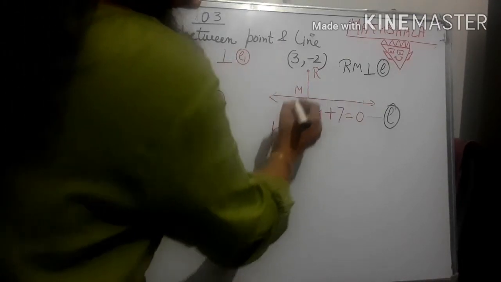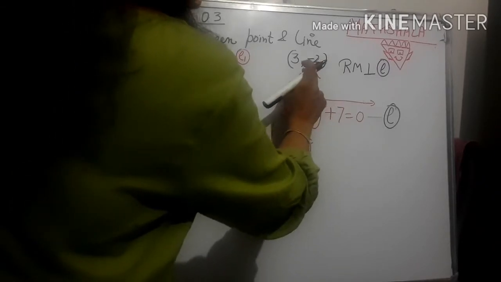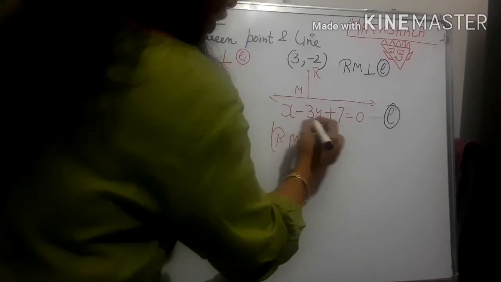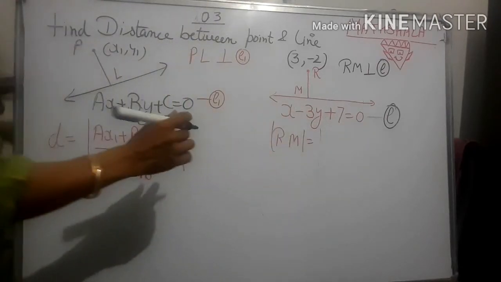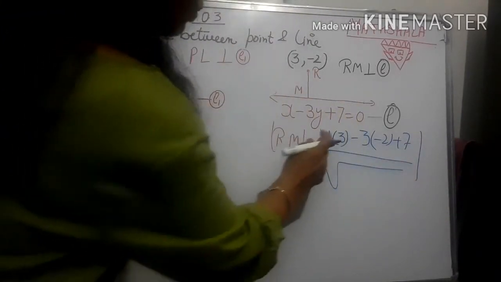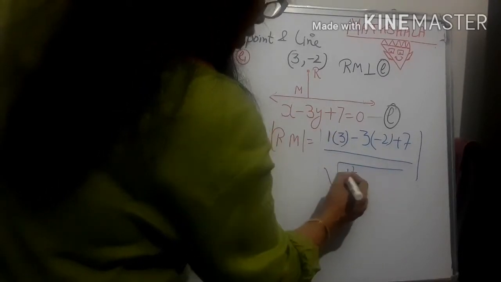Let's apply this formula here. RM is the perpendicular distance of point R from this line L. So what is it? What is A here? A is 1. X1 is what? X1 is from where the point is drawn, where the line is drawn, the perpendicular is drawn. Then B is 3, Y1 is nothing but minus 2, plus C is 7, divided by the square root of the square of the coefficient of x, 1 square, plus the square of the coefficient of y, minus 3 square.